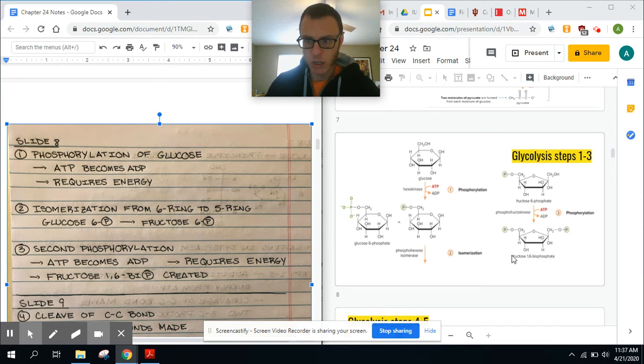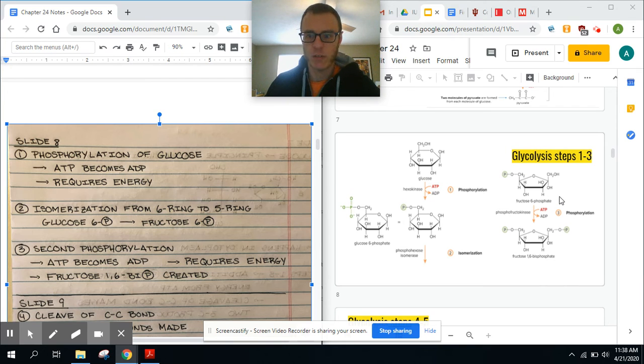Step 2, so here to here, we get what's called isomerization. Isomerization from the 6-ring to the 5-ring. So glucose 6-phosphate becomes fructose 6-phosphate. That's the idea there. We change this to this structure right there. So glucose isomerizes to fructose.